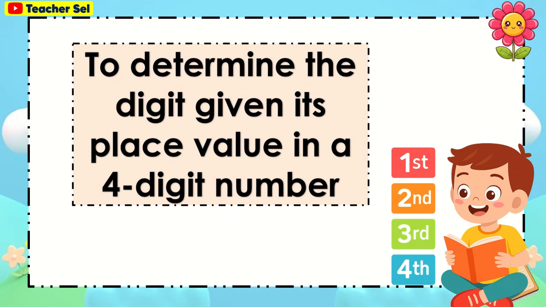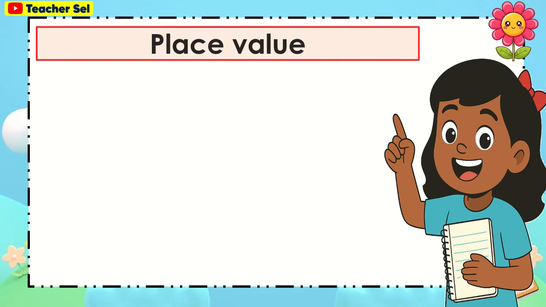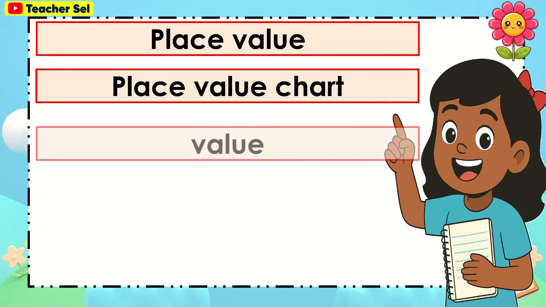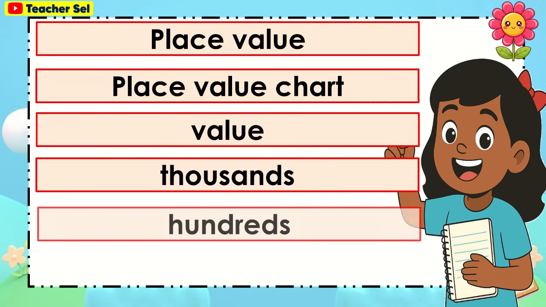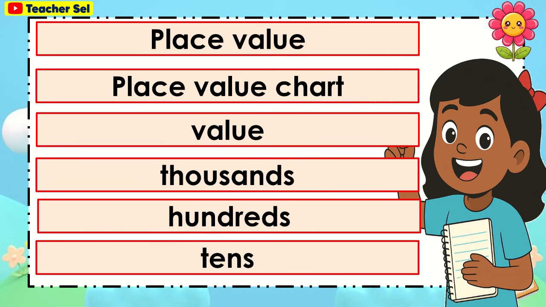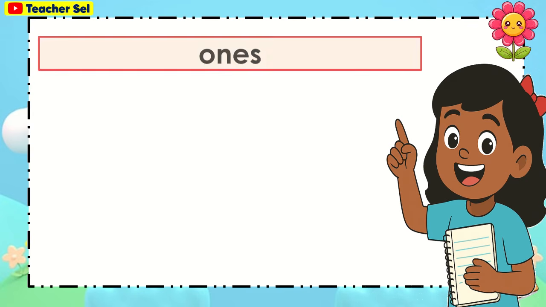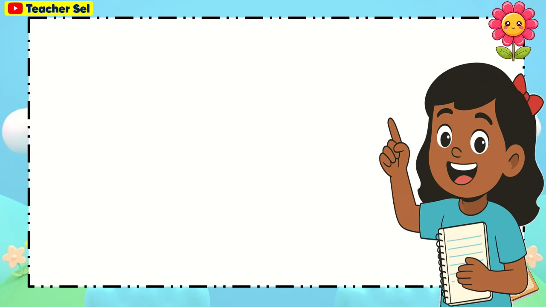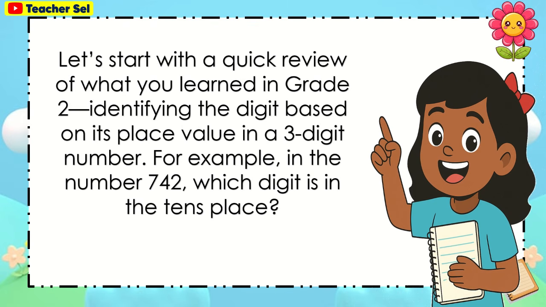Our lesson purpose is to determine the digit given its place value in a 4-digit number. Let's be familiarized with these terms: place value chart, value, thousands, hundreds, tens, ones, digits, 3-digit number, 4-digit number. Let's start with a quick review of what you learned in grade 2, identifying the digit based on its place value in a 3-digit number.